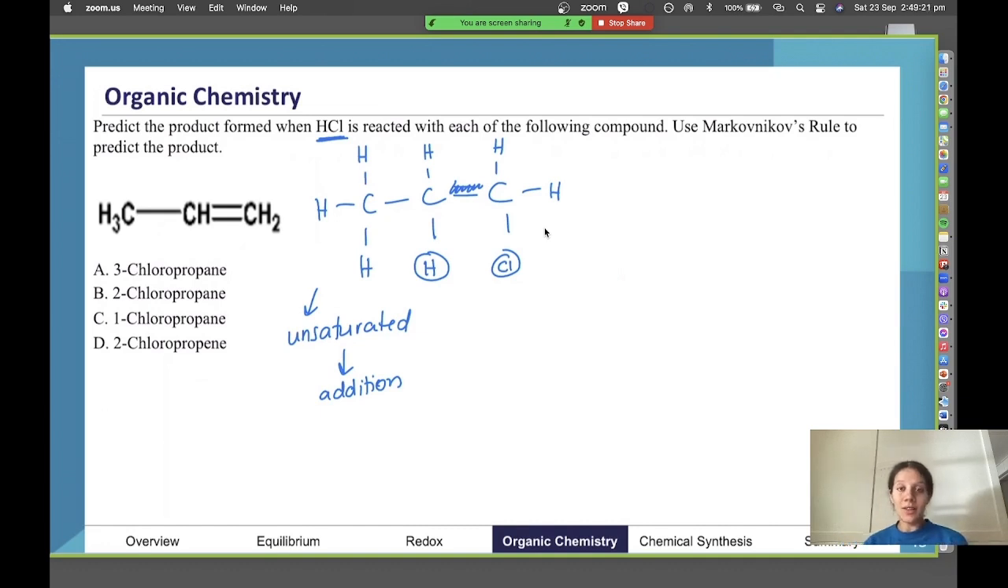Now that's what we would get as our product, except we haven't finished the question because we still need to use Markovnikov's rule. See how we added the hydrogen and the chlorine? We can write them like that, or we can also put the chlorine here instead and the hydrogen here instead. So how do we actually figure out which one's which?